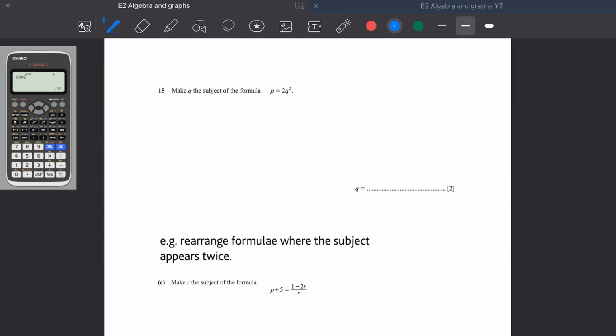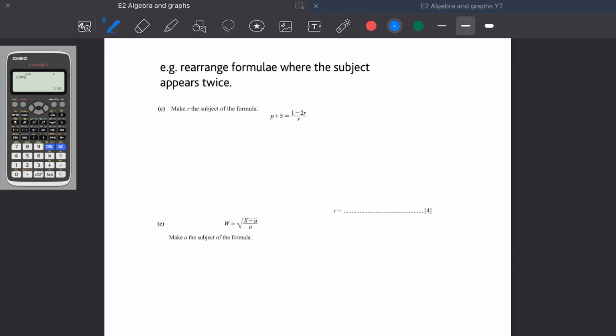The next question is make q the subject of the formula. P is equal to 2q square. Let's rewrite the question. 2q square is equal to p. Let's divide 2 on both sides. Q square is equal to p by 2. Now let's take the square root on both sides. We get q is equal to root p by 2. Don't forget to add the plus or minus sign here. You might lose marks if you don't. P by 2 plus or minus.